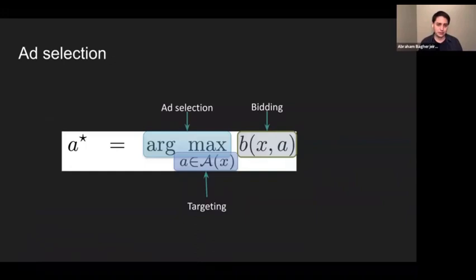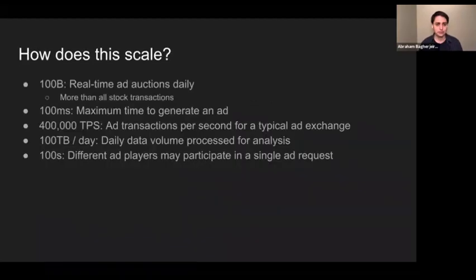You have the targeting that forms the set of possible ads. You have the bids, response prediction and value from advertisers that forms the bid, and the ad selection, which comes through the DSPs and the exchanges to drive the ads to the customers of interest.